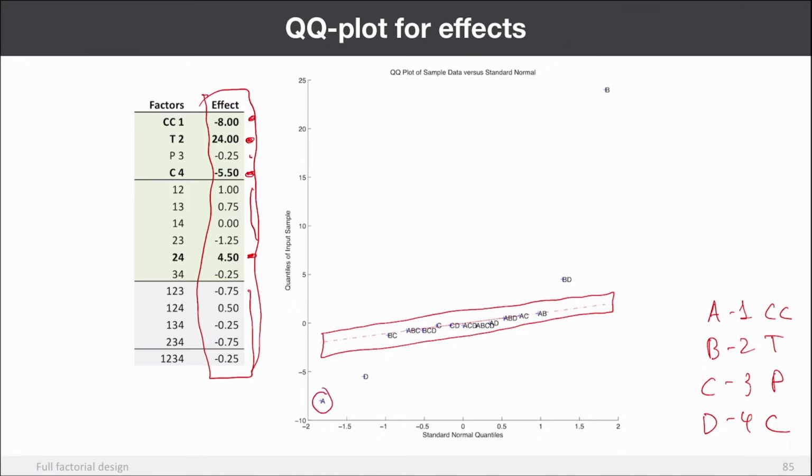It's effect A, which is the catalyst charge, and you can see it's negative, right? It's effect D, the concentration of the catalyst, this one, also negative. Then you can see effect B, very far away, and that's the biggest effect that we have. It's the temperature. And then it's the interaction effect between B and D, and that's exactly what we have here, right? So in this case, the Q-Q plot can be a very nice visual representation of which effects are actually significant and which effects are noisy. Okay, so this is kind of an extra visual tool to estimate the importance of your effects.